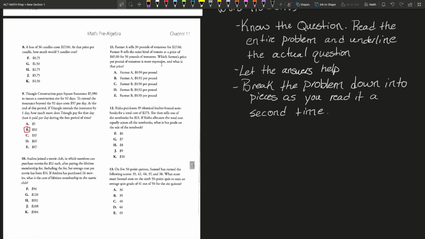Okay, so our actual question here is, if Triangle extends the insurance by 1 day, how much more does Triangle pay for that day than it paid per day during the first period of time? So we have to find 2 things: how much did it pay originally and how much did it pay after that. So the first thing we have to do is find out how much we're paying per day originally. Okay, and how do we do that?